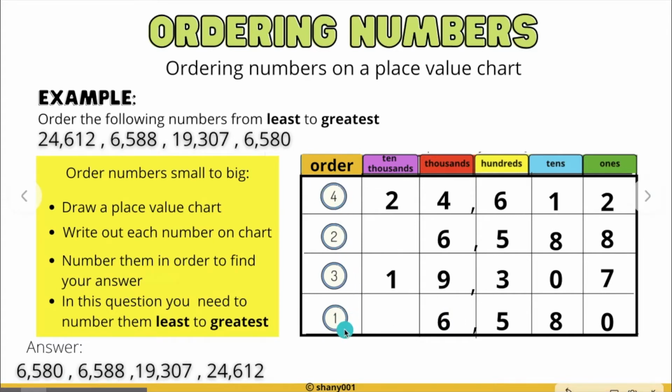And now, when I write my answer, I just look at this order column. My first one should be 6,580. My second answer should be 6,588. My third answer is 19,307. And my fourth answer is 24,612. And that is my answer, right over here.